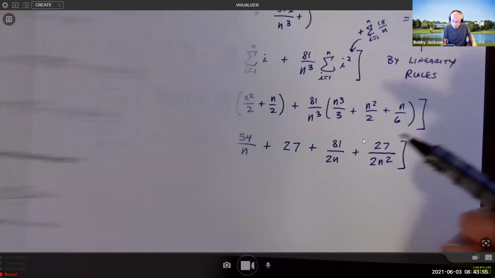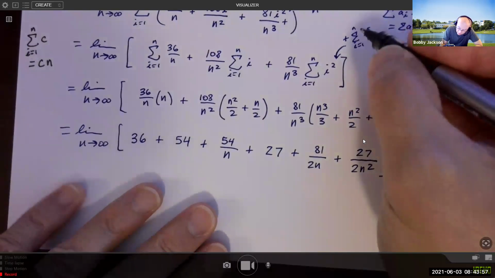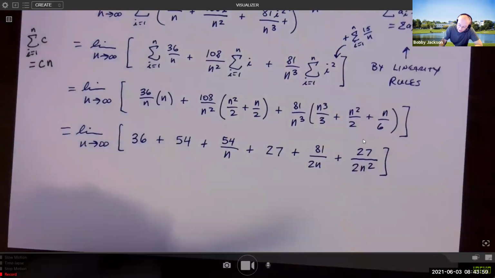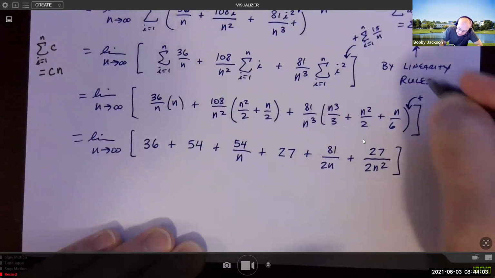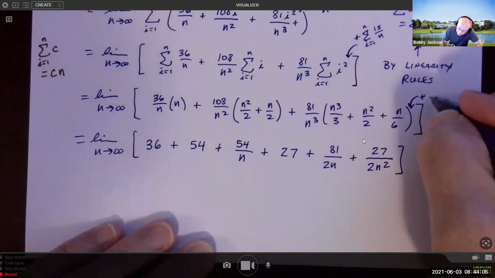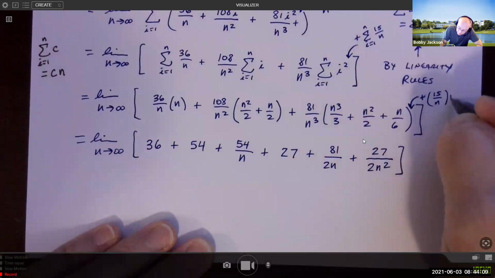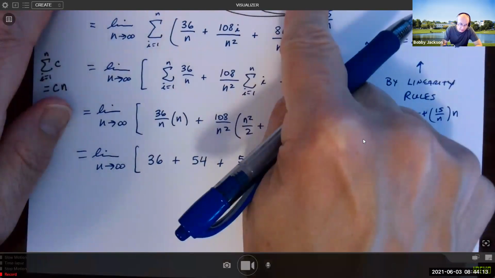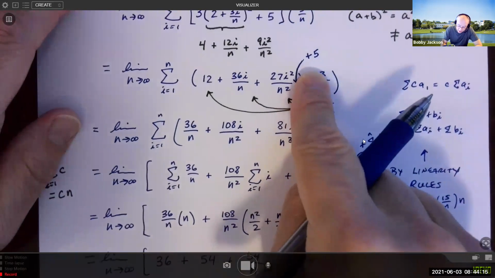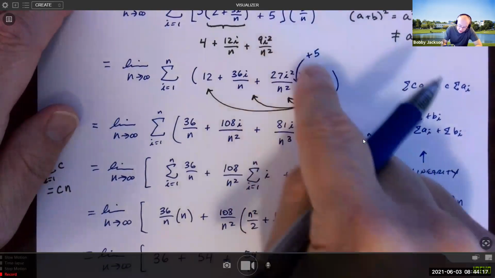Okay, so the only other thing I forgot, again, I forgot my little thing here. So what is that going to add to this? It's going to add, since it's a constant again, it is the constant 15 over n times n. Let me tell you one thing, I missed this 5 from the very beginning, remember? I forgot to carry it down.